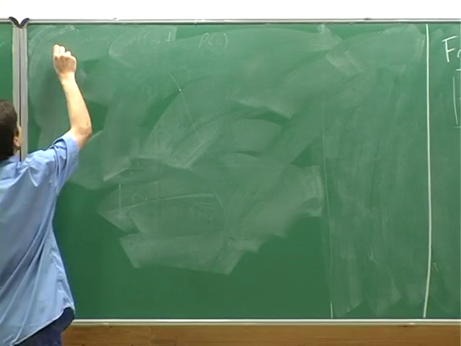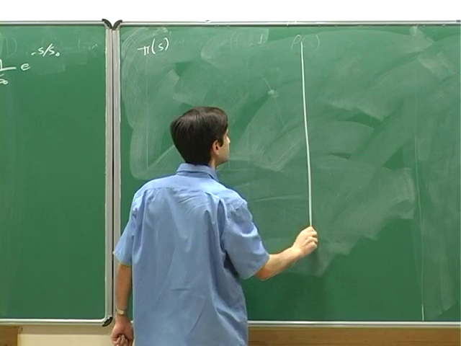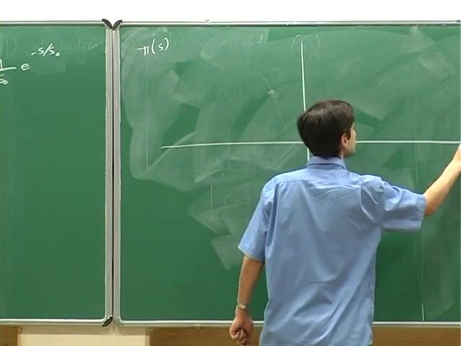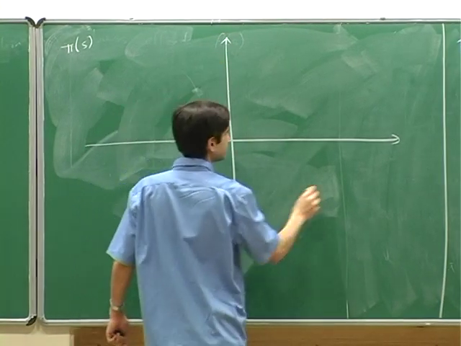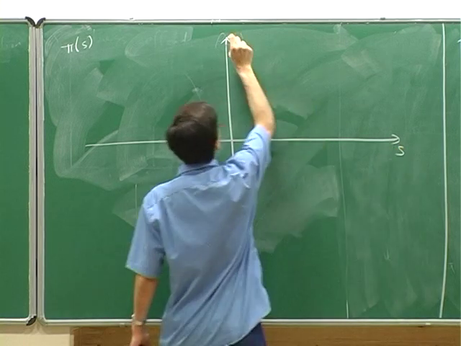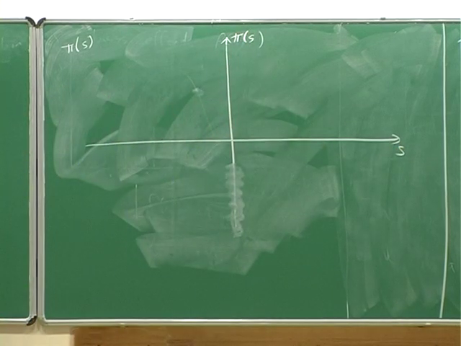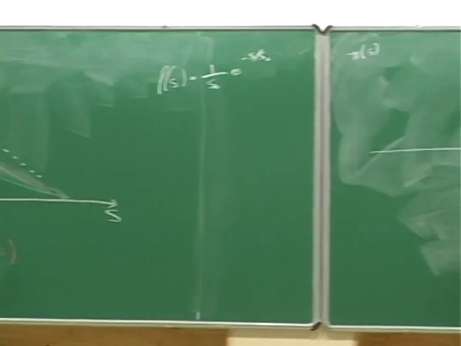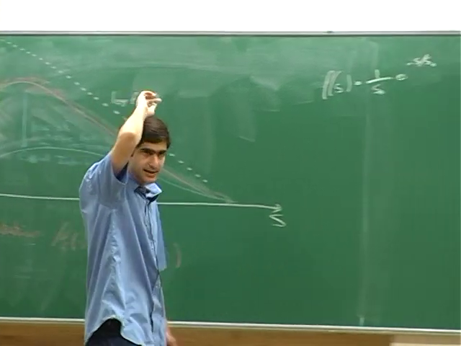Is if we just look at pi of s, okay? Don't really need the negative part. All right. If mutations were really rare and we just had fixation or loss due to genetic drift, what would pi of s be?